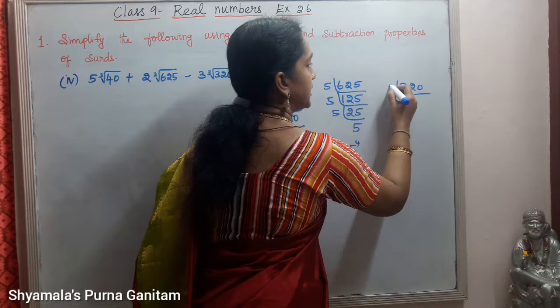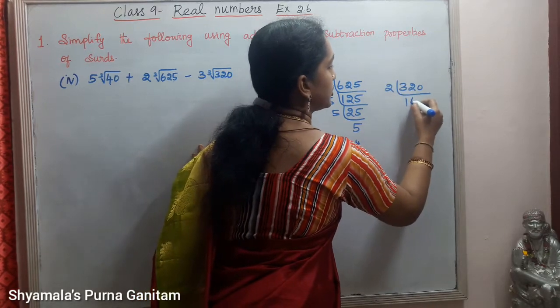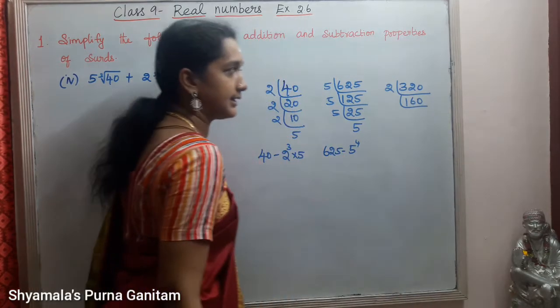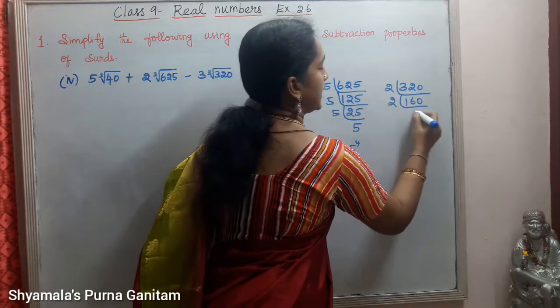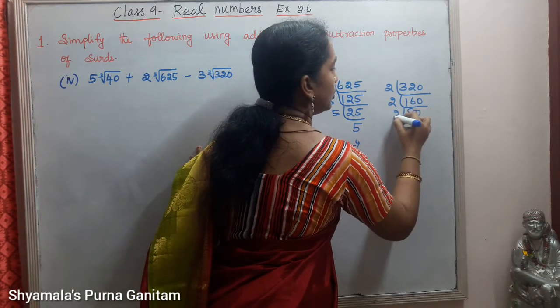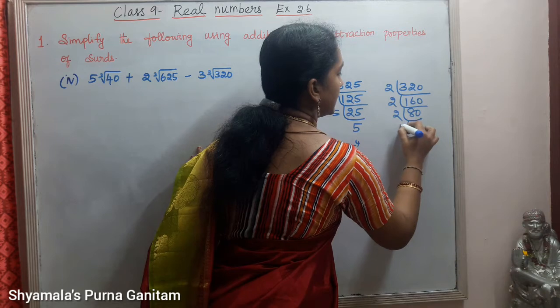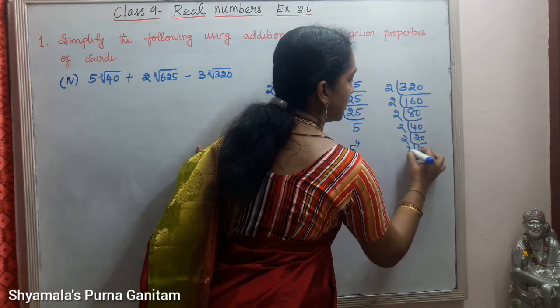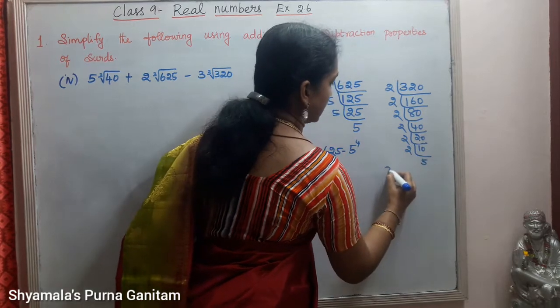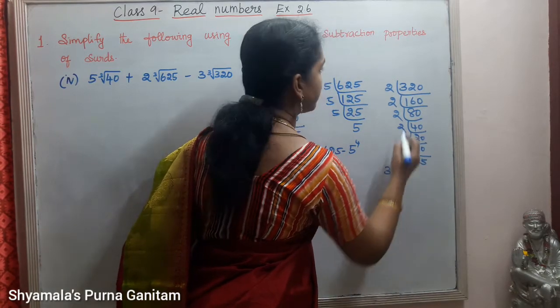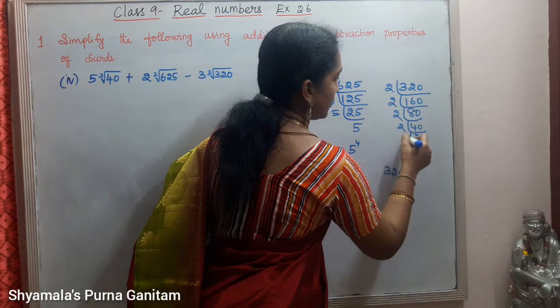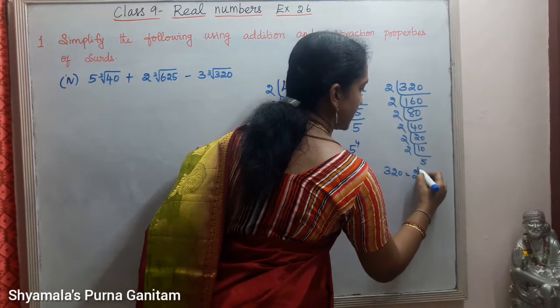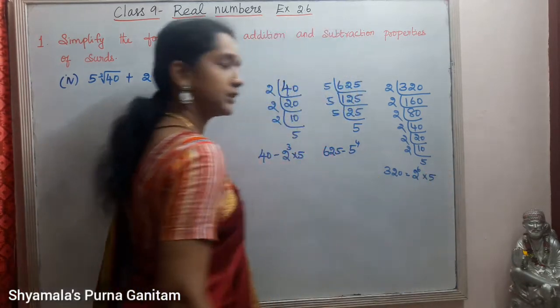So the factors of this are 2 ones are 2, 2 6s are 12, 160, then 2 80, then 2 40, then 2 20, then 2 10, then 2 5. So the factors of 320 are 2 power 6 into 5.